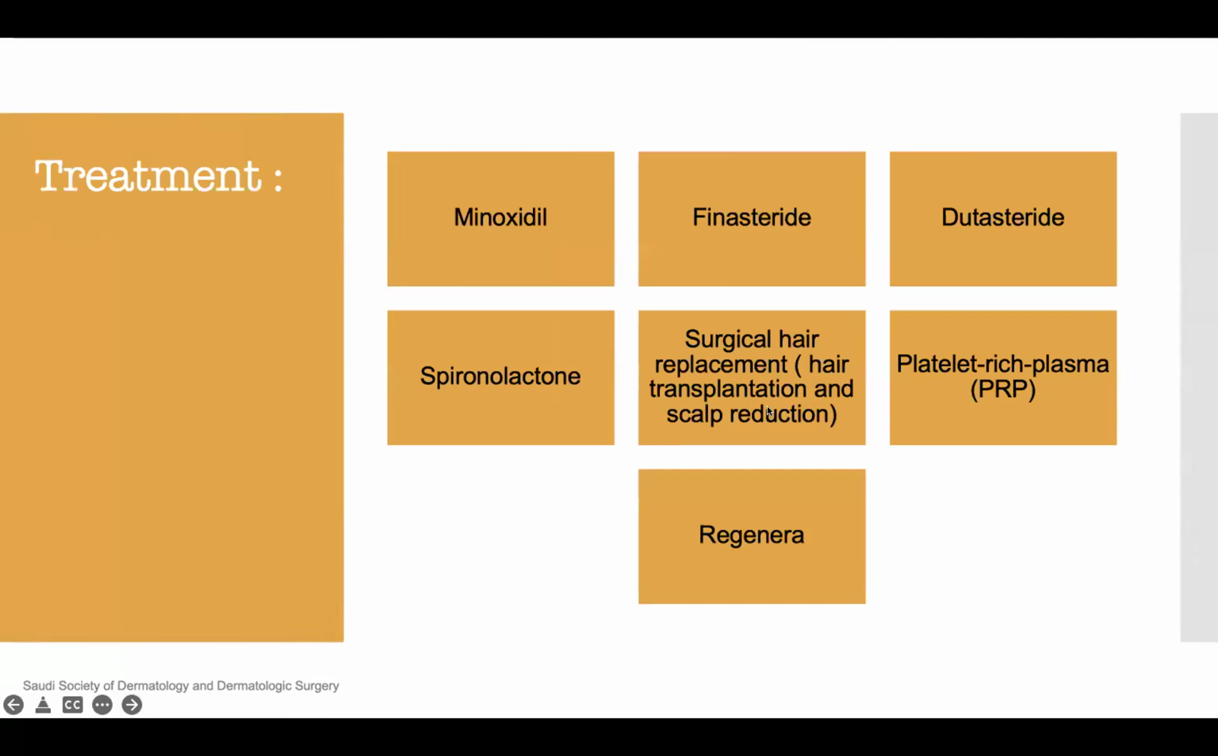Other methods of treatment include surgical hair replacement, such as hair transplantation, PRP, Regenerate, exosomes, and ACell. All of these are non-FDA approved, but they show promising results in patients with androgenetic alopecia.